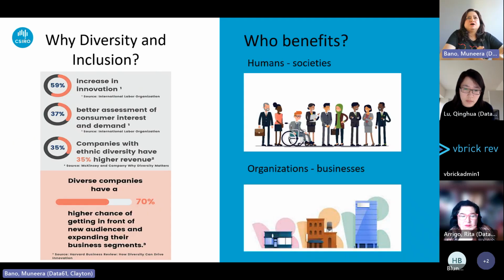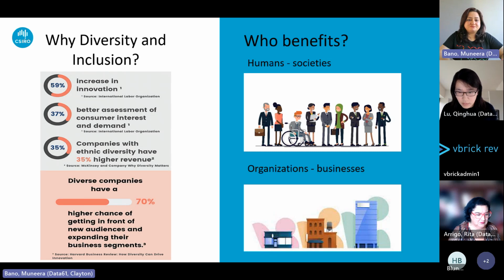So first, starting with why do diversity and inclusion at all? AI or not, the research has shown that D&I does have benefits for societies, organizations, and businesses. It has led to an increase in innovation and better assessment of consumer interest and demand. Companies with ethnic diversity have 35% higher revenue and a higher chance of getting in front of the audience and expanding their business segments. So now there are benefits, so why can't we implement them when it comes to AI?